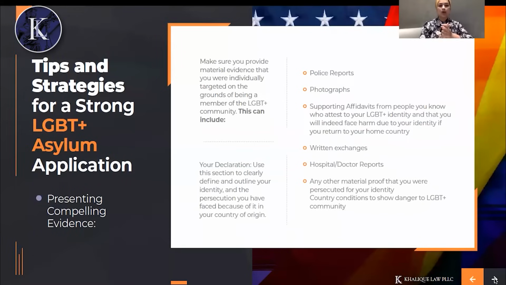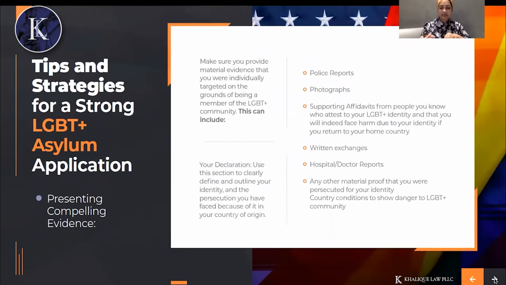So then next is, what are some tips and strategies for a strong LGBTQ asylum application? We kind of discussed this a little bit before, but let's go into it. The most important thing is providing evidence that you identify as LGBTQ, that you have been targeted because you identify as LGBTQ, and your statement, your story. So let's talk about your declaration. Your declaration is really, really important. It's one of the key components.